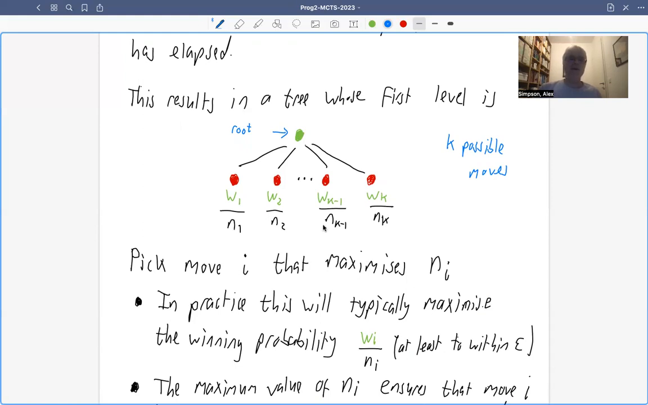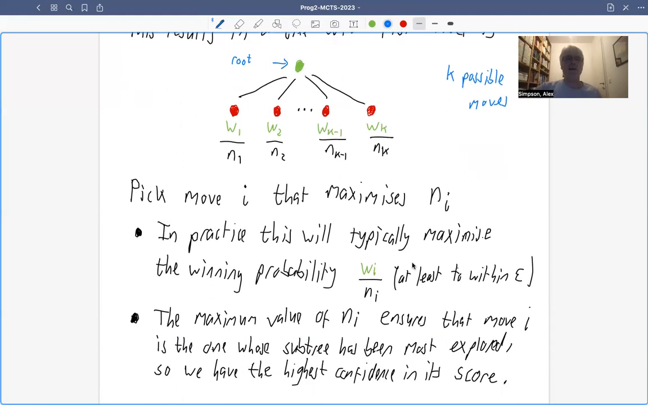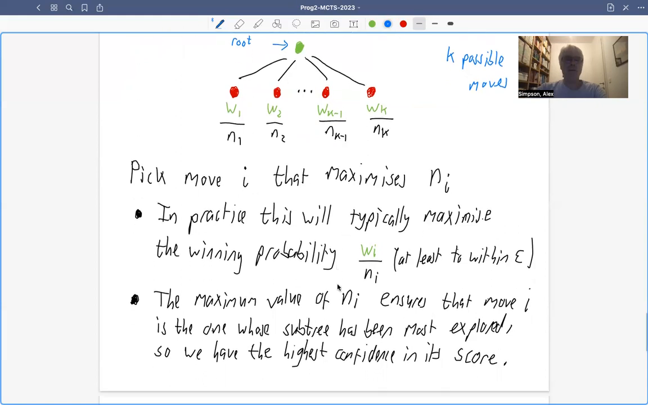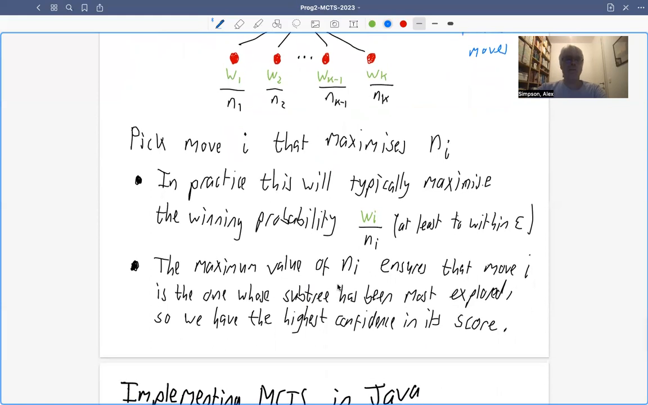But the probability is not everything. The reason for choosing the node with the maximum number of visits is that the more you've visited the node, the more confidence you have in the score you've assigned to that node. So the node with the maximum number of visits is basically the maximum winning probability, but we have higher confidence in that probability than we have in the other probabilities. So that's how we choose the moves.